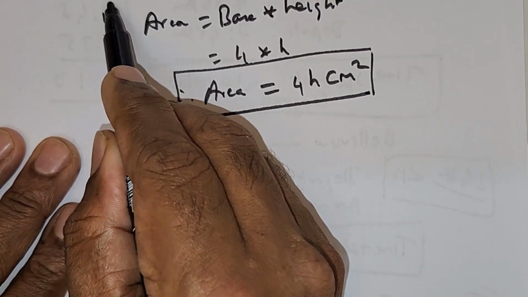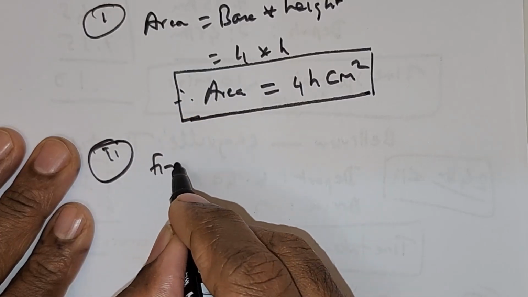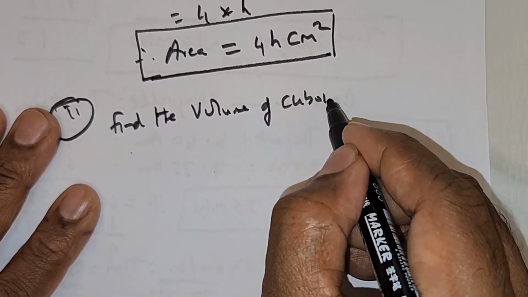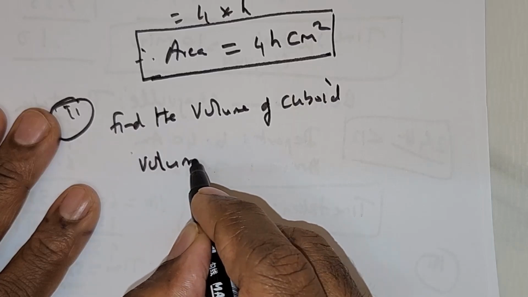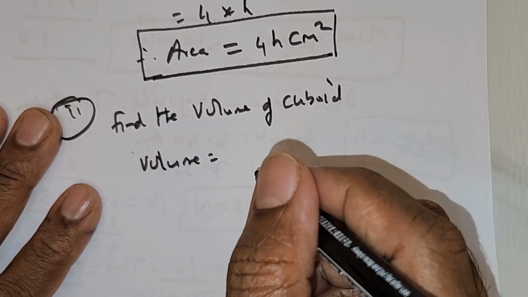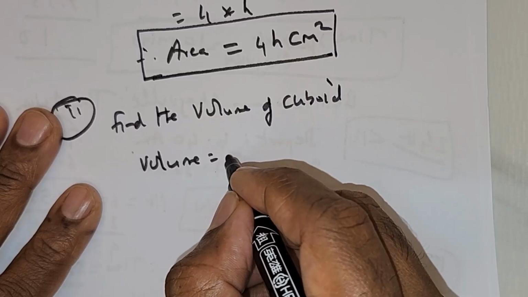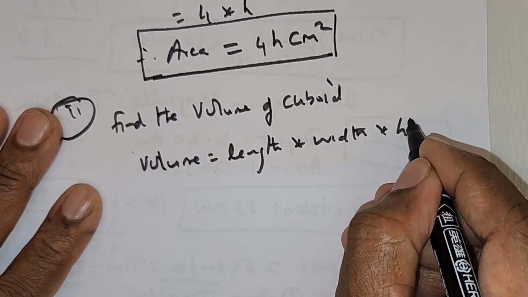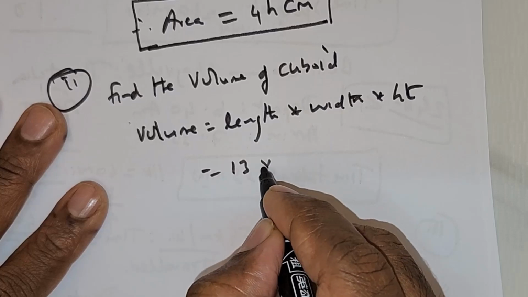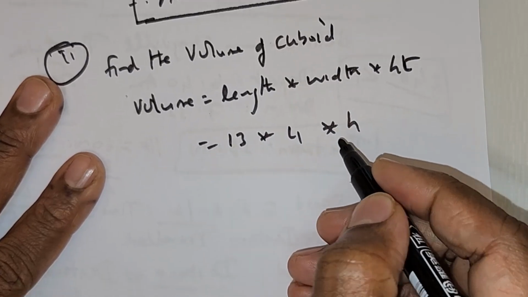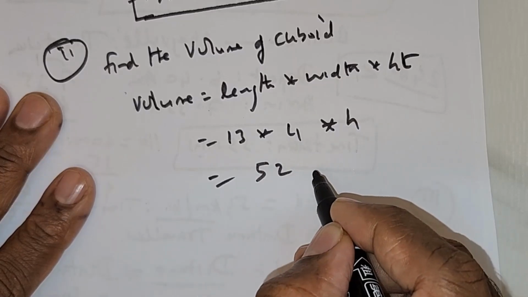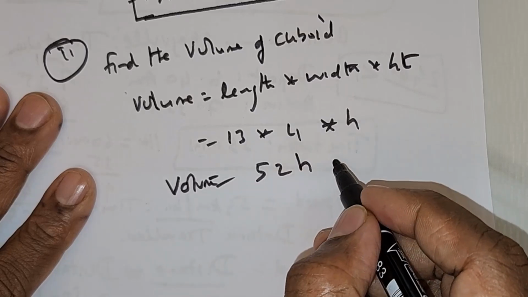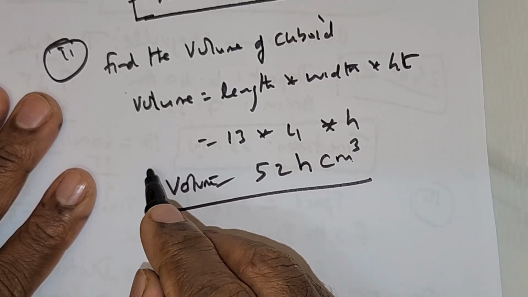Now next question, question 2: find the volume of the cuboid. Now you have to utilize the formula. The formula is length multiplied by width multiplied by height. Length is 13, width is 4, height is h. 4 times 13 is 52, so 52h is the volume. Now the unit is cm, so it's cm cubed. You box this result.